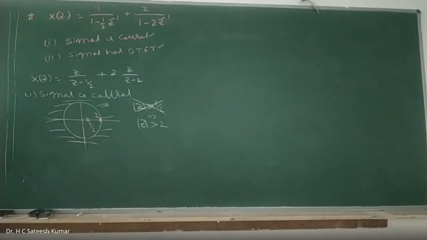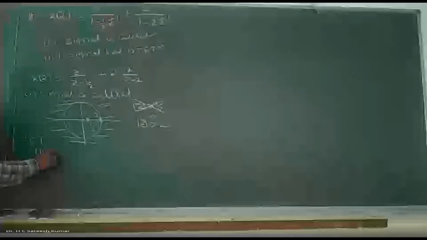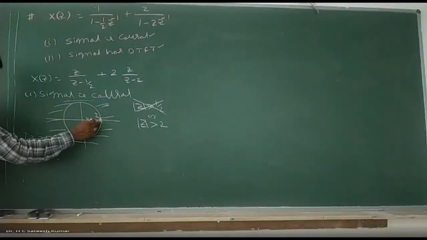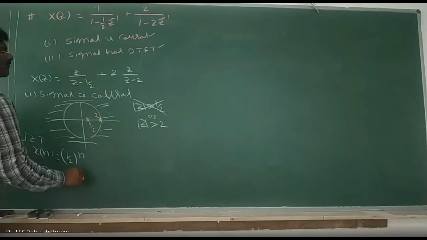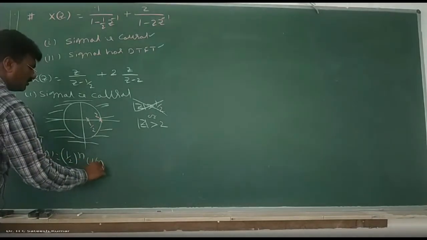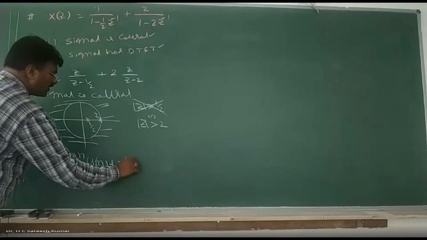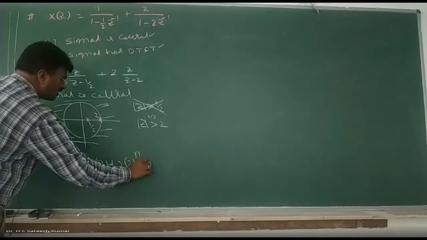So with this, both of them are right-handed sequences now. Therefore, take the inverse Z transformation. What will you get? X of n is equal to half to the power of n into u of n, since the pole's radius is less than the ROC, plus 2 into 2 power n into u of n. That's how we should do it.